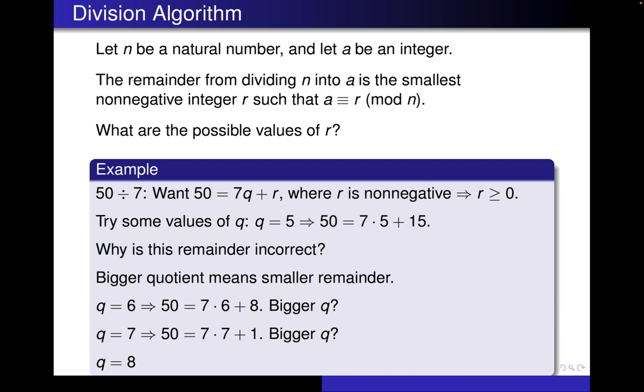If we try q equals 8, which is a slightly bigger q, we get 50 equals 7 times 8 plus, well, 7 times 8 is 56, which means we have to add a negative 6 to get back down to 50. That's a negative remainder. We don't allow those, so that one was too big. But again, look at what happened. We went from 1 to negative 6. That's reducing it by 7.